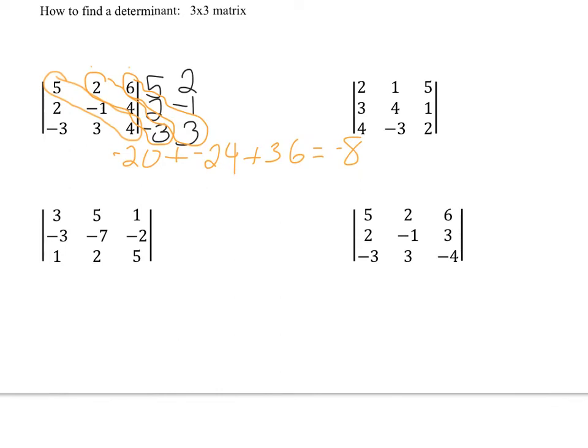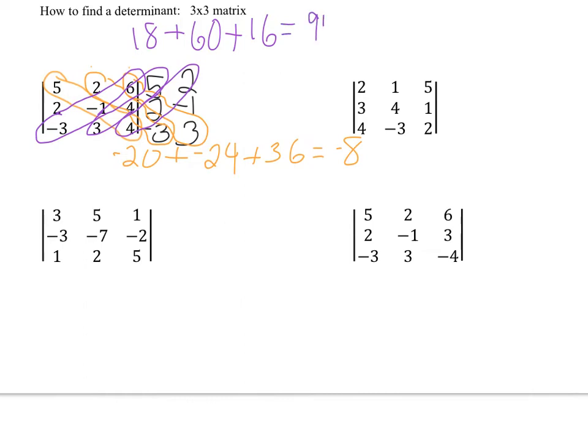And then we're going to do the same thing, but we're going to go in this direction. So -3 times 1 times 6 gives me 18. 3 times 4 times 5 gives me 60, and 4 times 2 times 2 gives me 16. If I add all those up, I'm going to get 94.